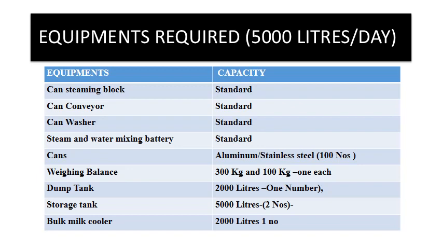steam and water mixing battery, standard capacity, then cans, which can be aluminium or stainless steel, at least 100 numbers, weighing balance, that is 300 kg and 100 kg, one each, the dump tank, 2000 liter capacity, one in number, then storage tank, 5000 liter capacity, two numbers, and bulk milk cooler, we need 2000 liter capacity, one number.